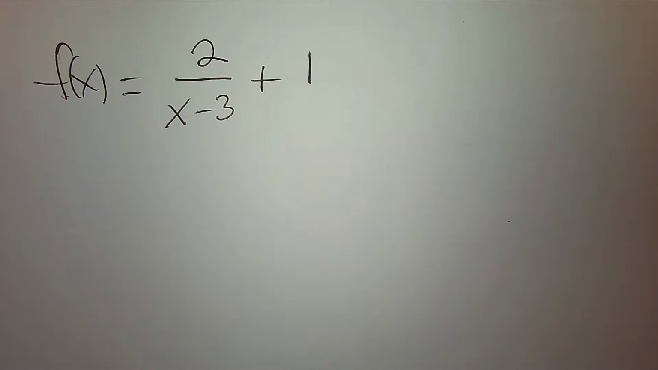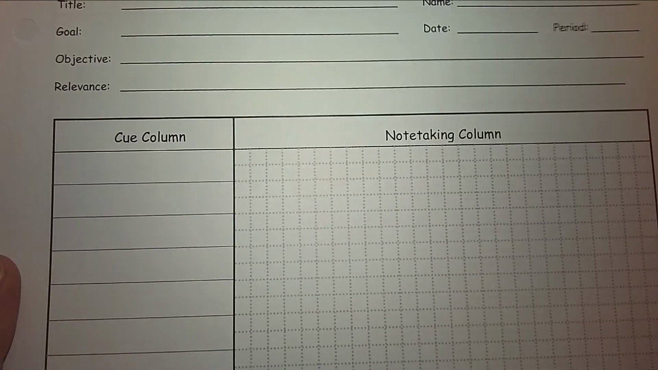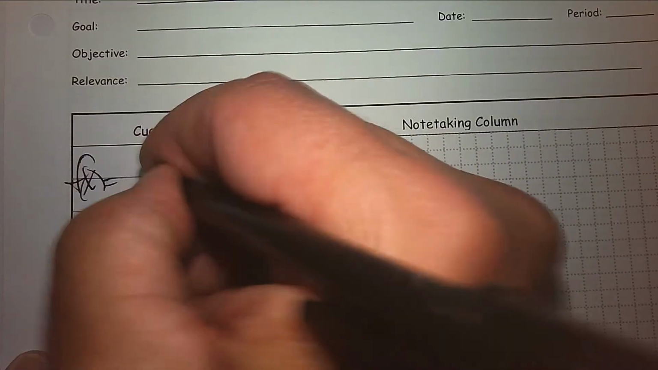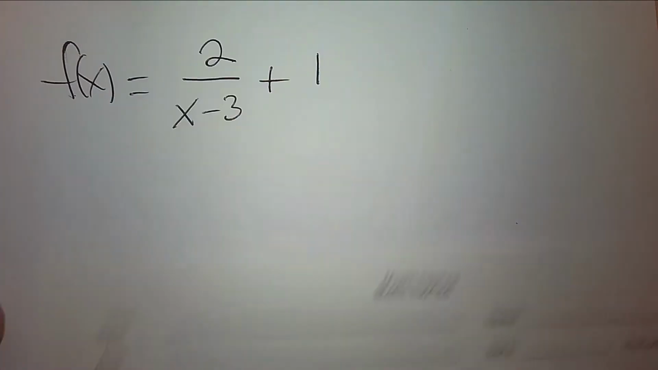We need to know how to graph a reciprocal, and we need to know how to graph a polynomial without a calculator. So we're going to do that right now. So I'm going to switch to a piece of graph paper, but the same equation. So f of x equals 2 over x subtract 3 plus 1. All right.